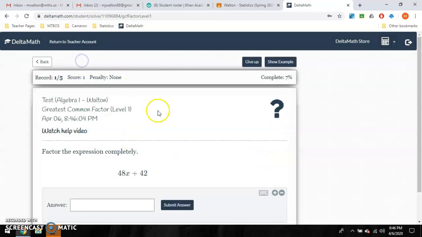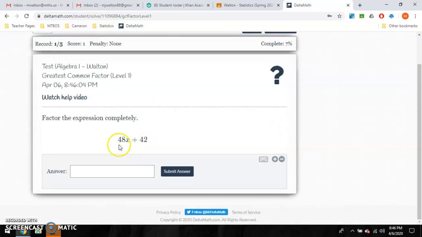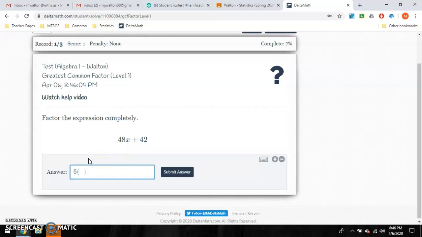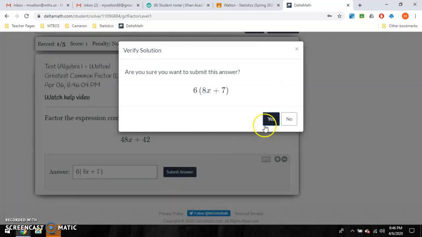All right, next problem. Here is what I have been given: 48x plus 42. Same thing, I'm looking to factor something out. Now, knowing 42, I know 42 is divisible by 6 and 7. 48 is also divisible by 6, so I'm going to go ahead and factor out a 6 in this problem and see where that gets me. 48x divided by 6 would leave me with an 8x. And then finally, 42 divided by 6 gives me a 7. And if I were to multiply this out, 6 times 8x is 48x, and 6 times 7 is 42.